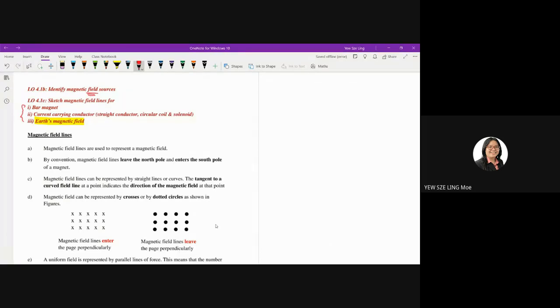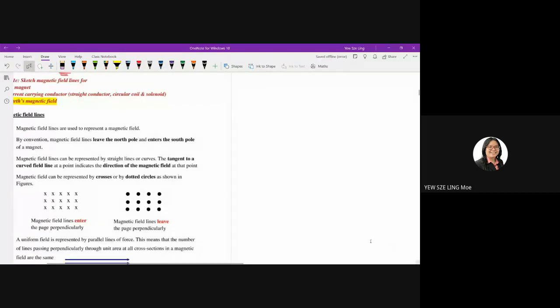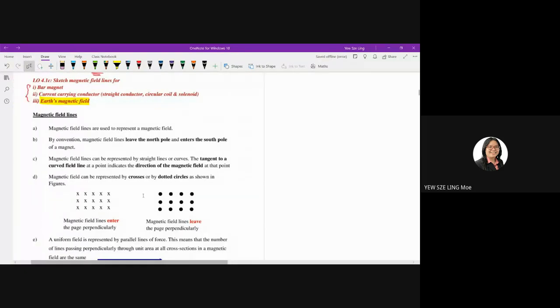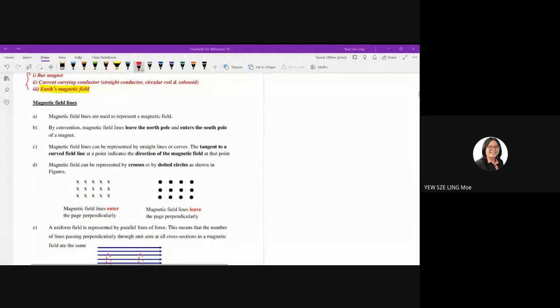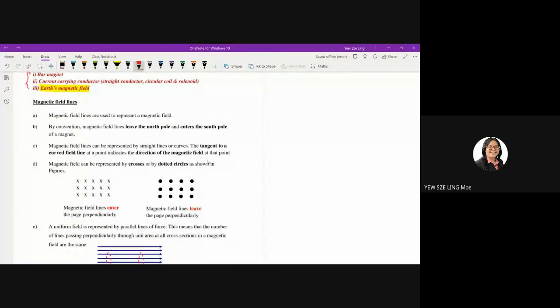So now let us go through how to sketch magnetic field line for every single case, for every single source. First, magnetic field lines are used to represent magnetic field. Just now we were talking about regions where an object can experience magnetic force. So how do we know how far the region covers, the surface area that's being covered by the magnetic field? We use magnetic field lines to represent the region.